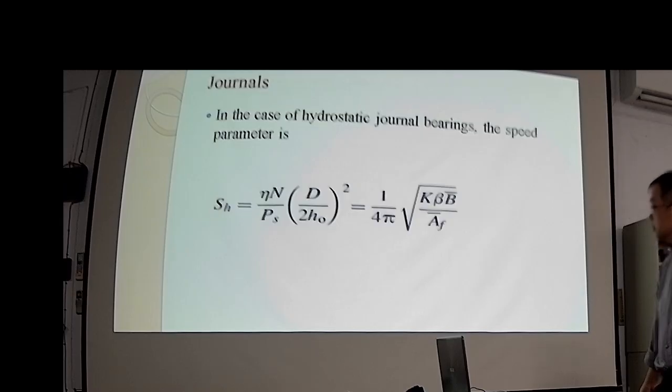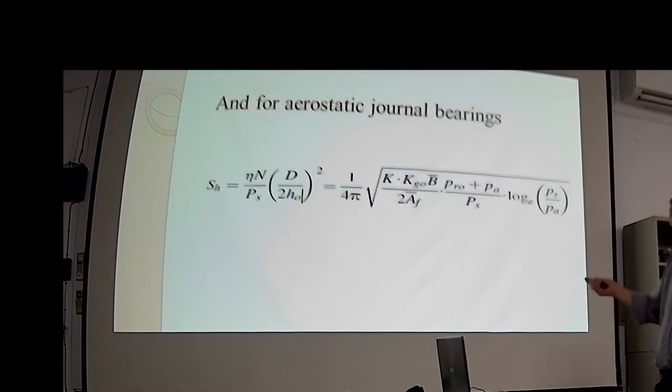The equation 3.19a, 3.19b. And this one is for the oil isostatic zonal bearing, and this one is for the aerostatic zonal bearing.